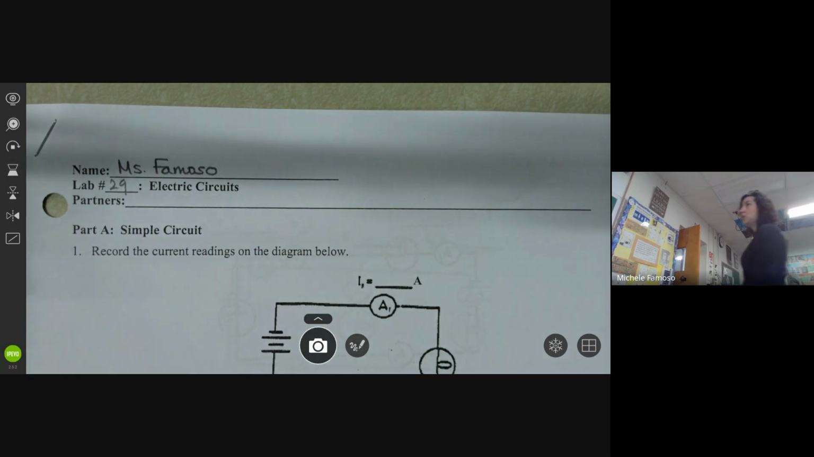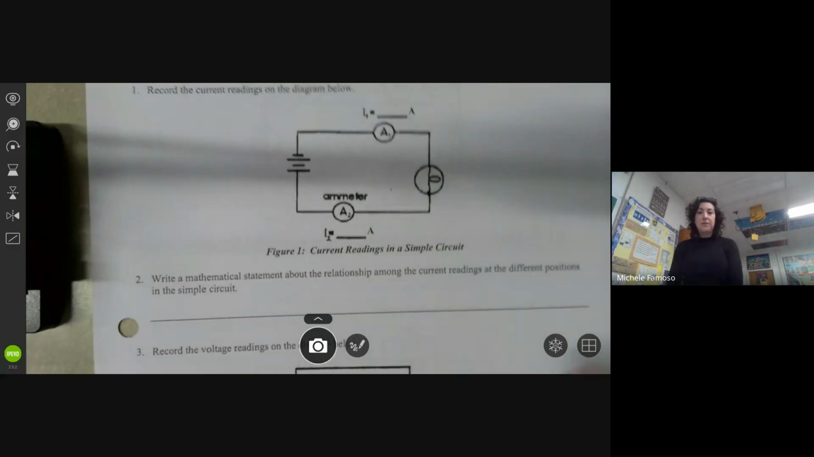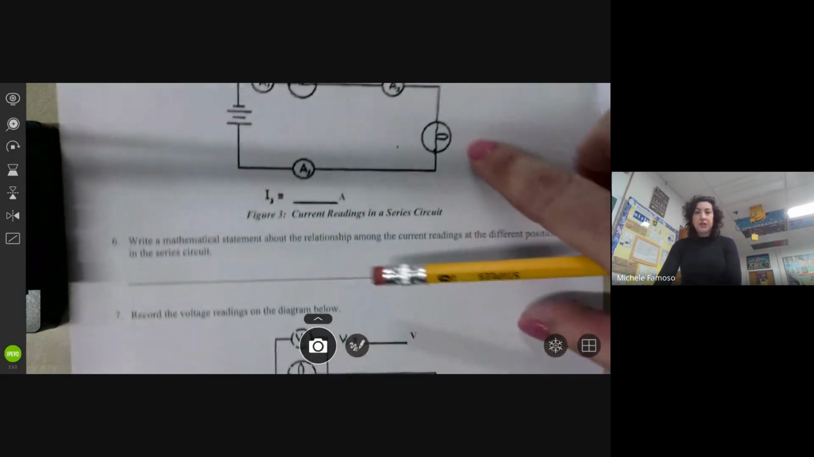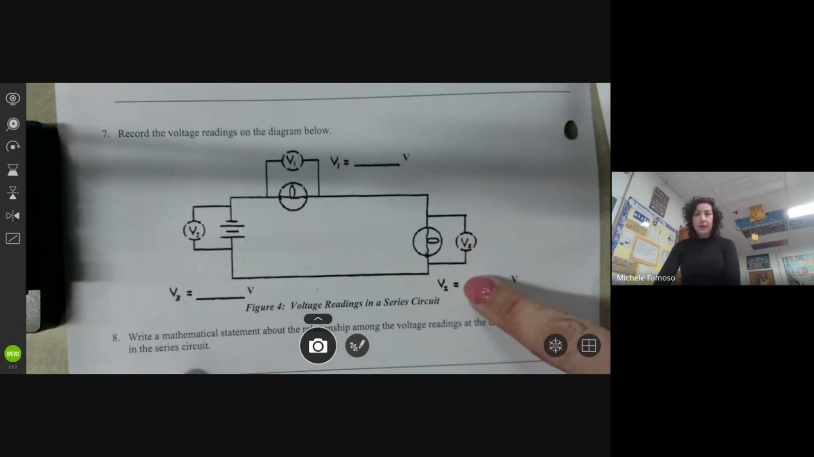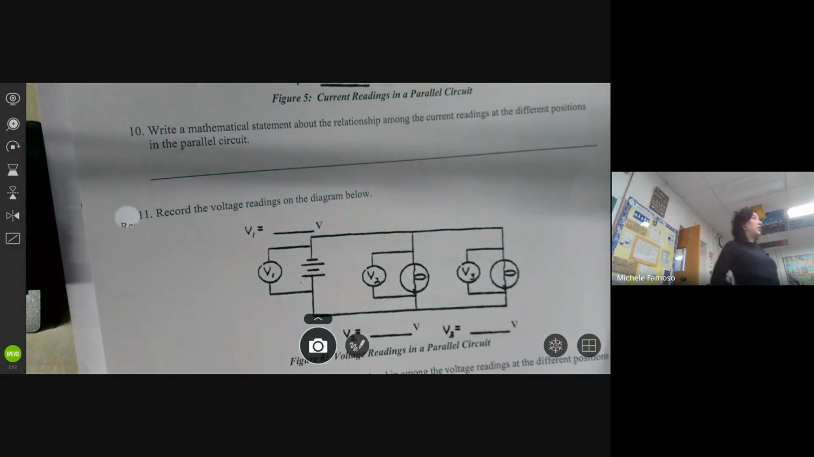Each station corresponds to one of 6 different circuit diagrams in this packet. 2 of the circuits that have been constructed for you are simple circuits. 2 of them are series circuits. And 2 of them are parallel circuits. You're trying to figure out which circuit you're looking at. Now let's go over some things that you're going to use as a group to help you figure out which circuit you're looking at, okay?